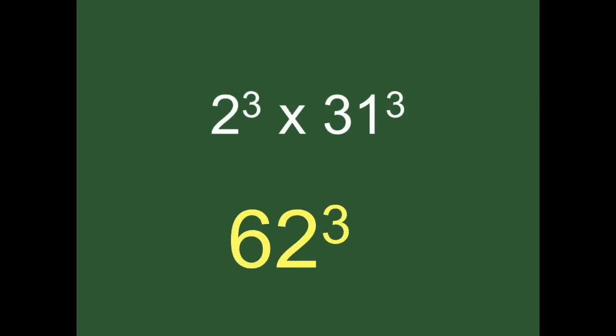Now we have the same exponent of 3. 2 times 31 is 62. So we get 62, and we leave the exponent the same. This is a shortcut that allows us to evaluate expressions with exponents as long as the exponents are the same.